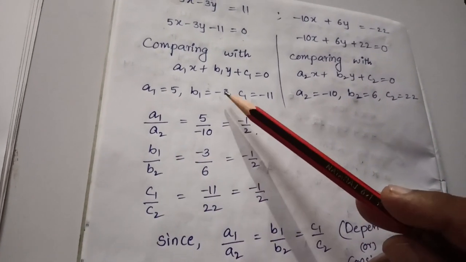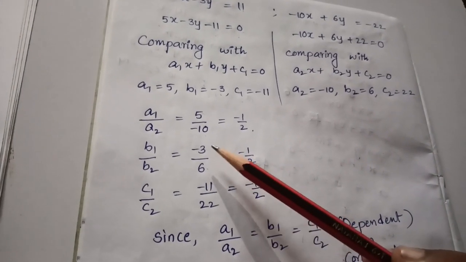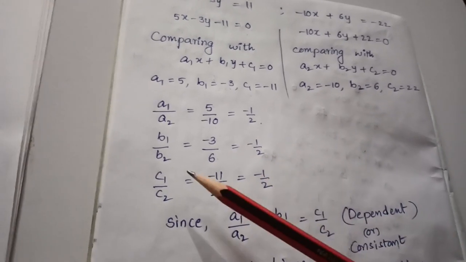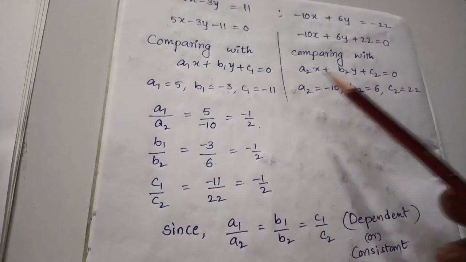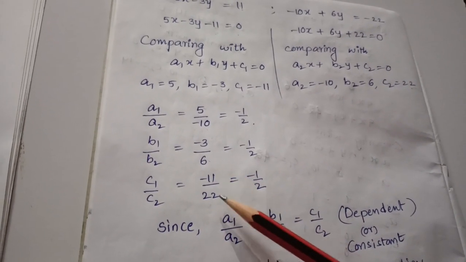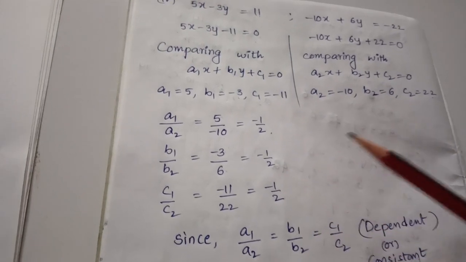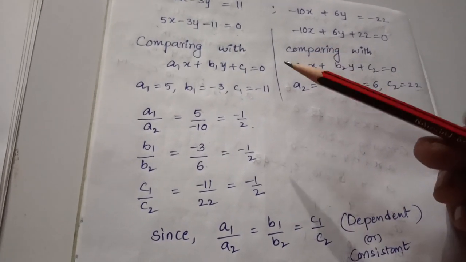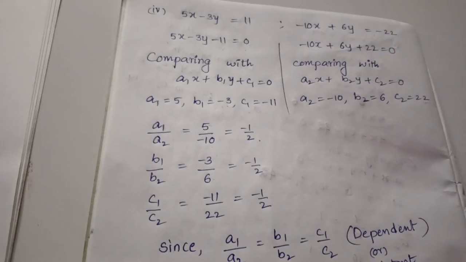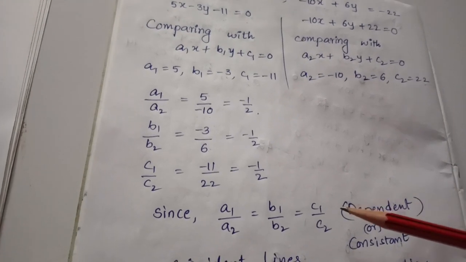Next b1 by b2. b1 is minus 3, b2 is 6. Minus 3 by 6. 3 ones are 3, 3 twos are 6, minus 1 by 2. Next c1 by c2. c1 is minus 11, c2 is 22. c1 by c2 is minus 11 by 22, 11 ones are 11, 11 twos are 22. So minus 1 by 2. Here we observe that all ratios are equal. So a1 by a2 equals b1 by b2 equals c1 by c2.